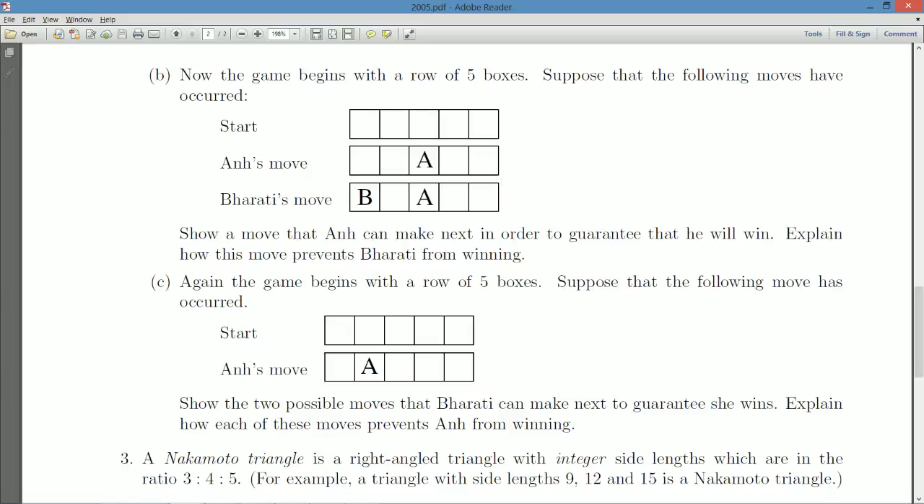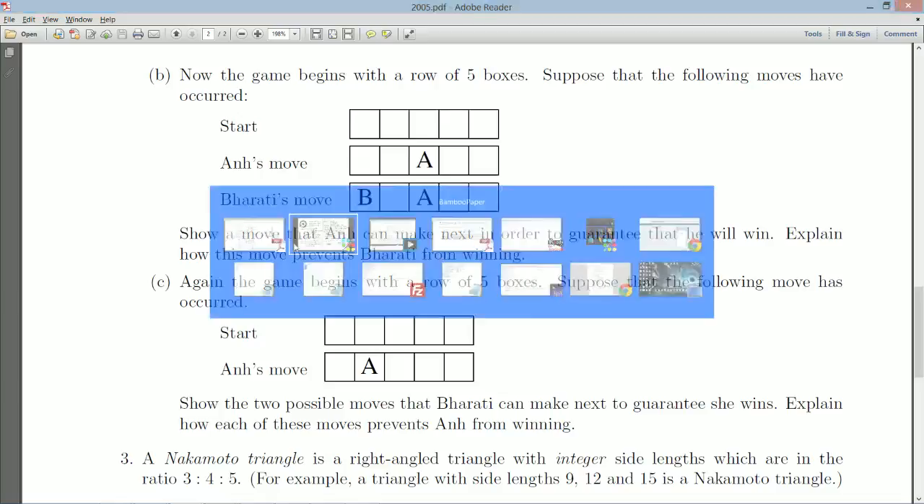Alright, question in part B. Show a move that On can make next in order to guarantee he will win. Explain how this move prevents Bharati from winning. Okay. Well, what we might do is experiment a little bit. We might guess some places that A could go. So let's take a look.